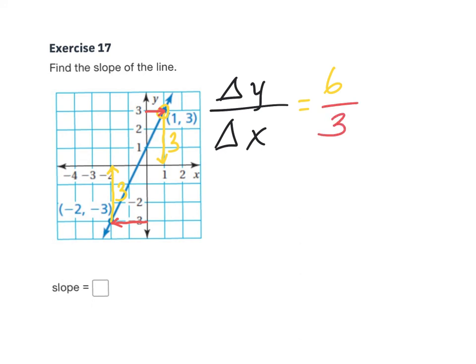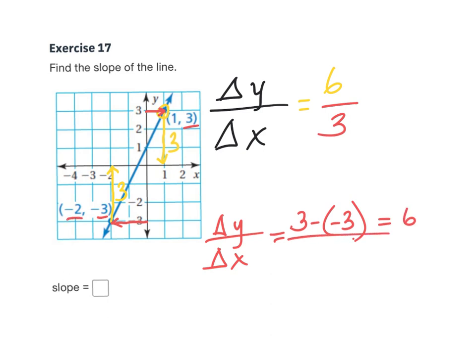I can definitely do that with the math around this, so if I used those y values, I would have 3 minus -3. We know that equals +6, just like I counted out. And then if I want to use my x values to do that change, I have 1 minus -2. 1 minus -2 equals 3, just like I counted out on the graph.